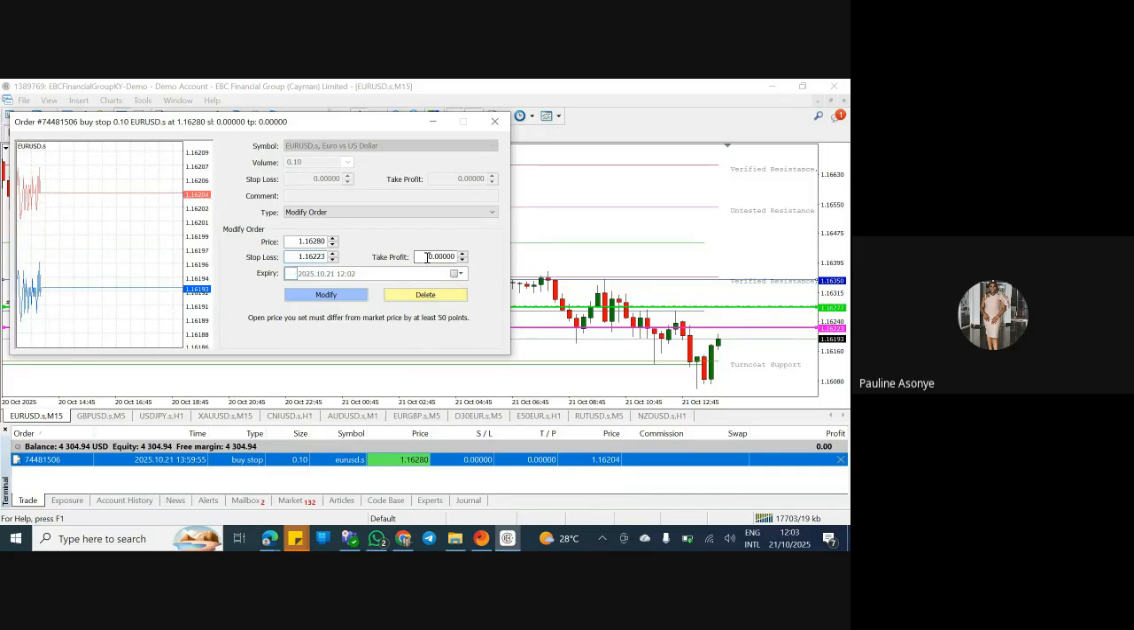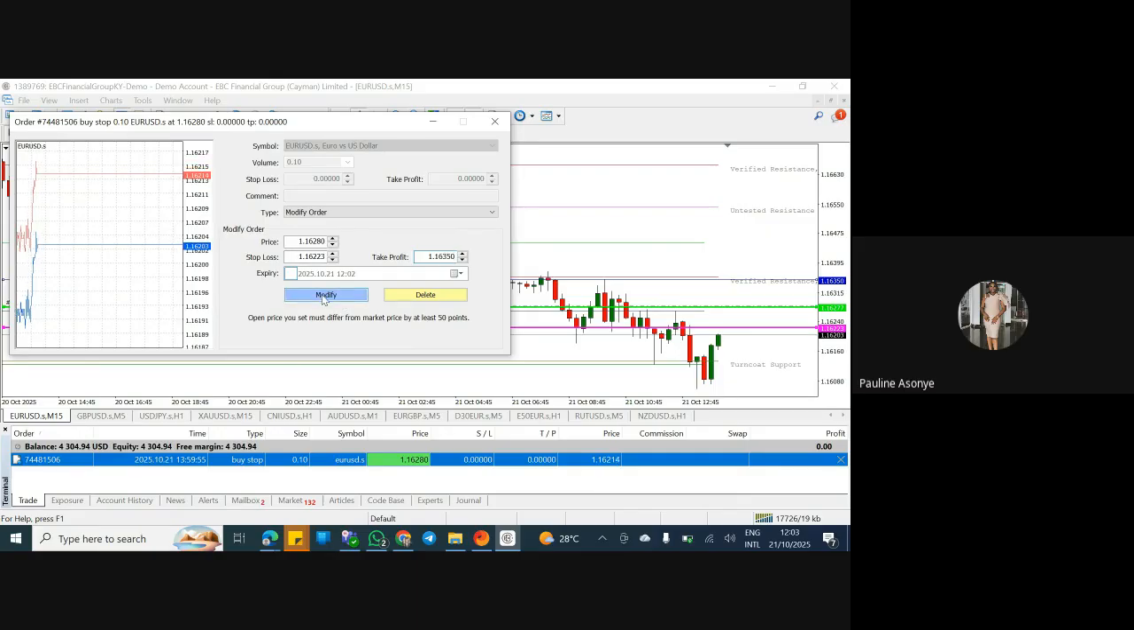Our take profit. Are you seeing where I'm putting it? This is stop loss. This is our price. So just below it is where the stop loss is, and the TP is here. So the TP for this our entry is what? 1.16350. 6350. Are you seeing this telling us to still modify?